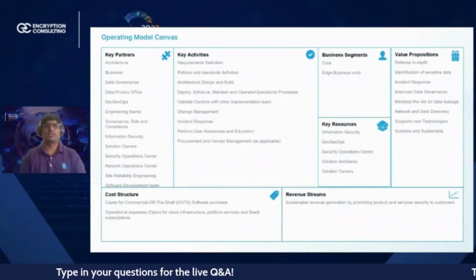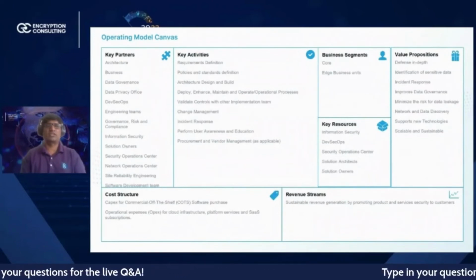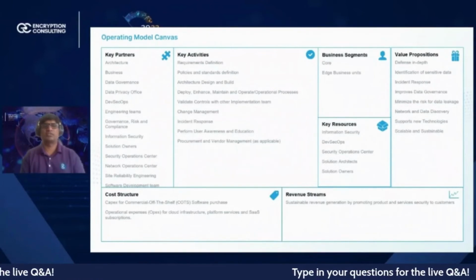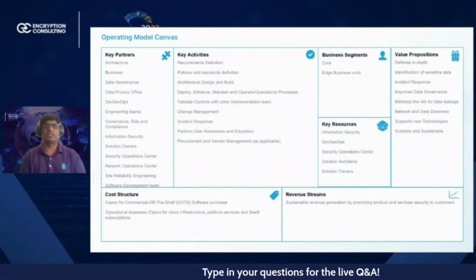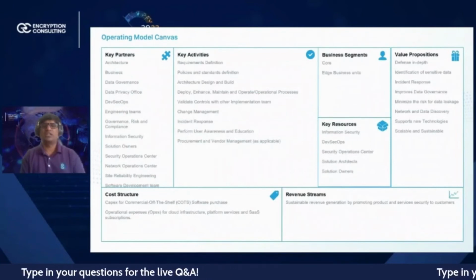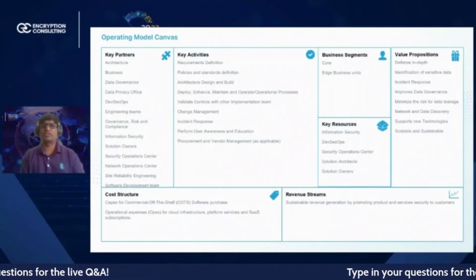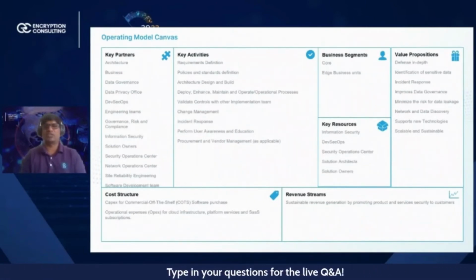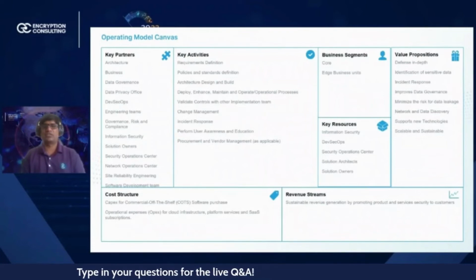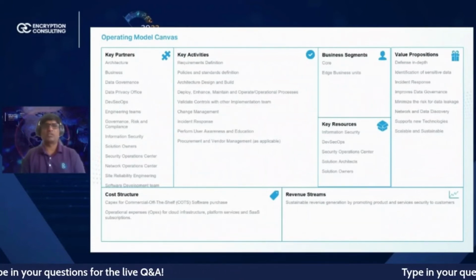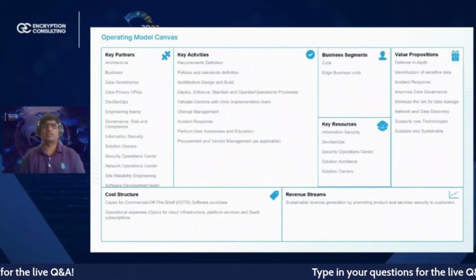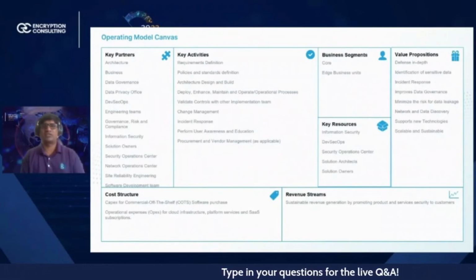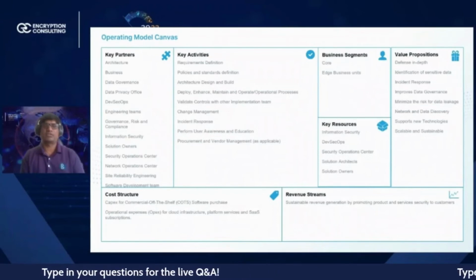And then the cost structure depends on the capex for commercial off-the-shelf tools, and opex for cloud infrastructure and platform services or SaaS subscriptions. And even if you're offering this as a service to your customers, you could generate some revenue, and it could be looked upon in the enterprise not just as a cost center, but also as a revenue generating center, to provide services and to offer secure products.